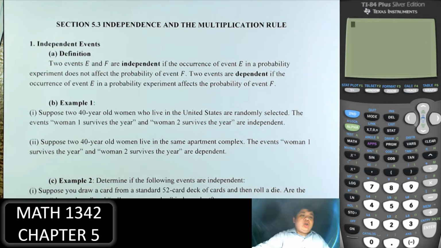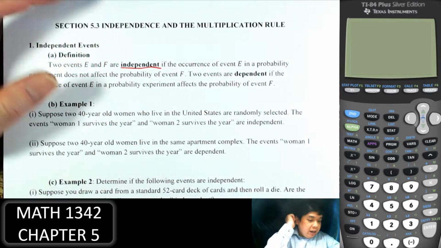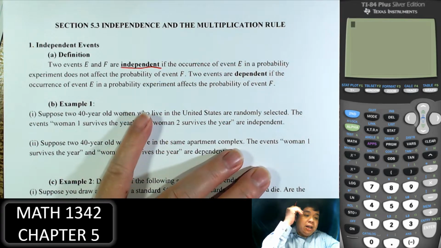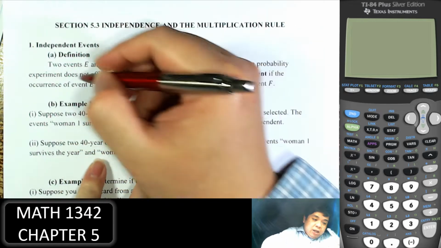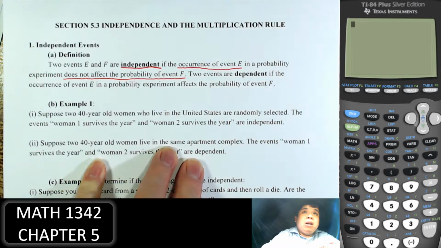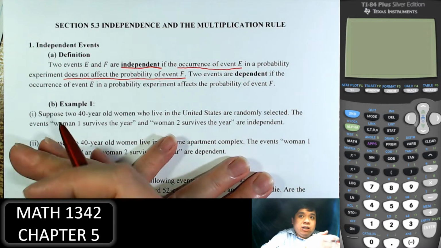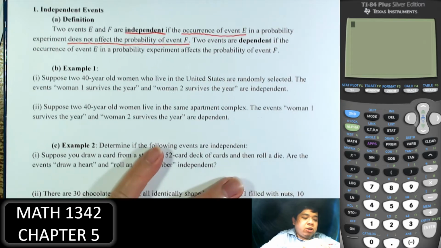Hi everybody, welcome to another video in statistics, section 5.3, independence and the multiplication rule. Two events E and F are said to be independent if the occurrence of event E does not affect the probability of event F. Two events are dependent if one occurring will affect the other. Well, let's look at these two examples.